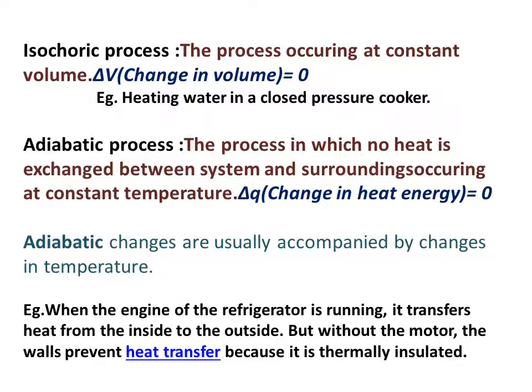So another very important process is the isochoric process. Isochore means: iso means same and choric is for volume. So the process occurring at constant volume will be known as an isochoric process. So here the change in volume will be 0. A very common, day-to-day example is heating water in a closed pressure cooker.